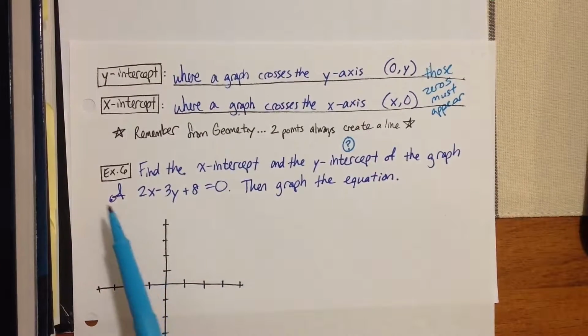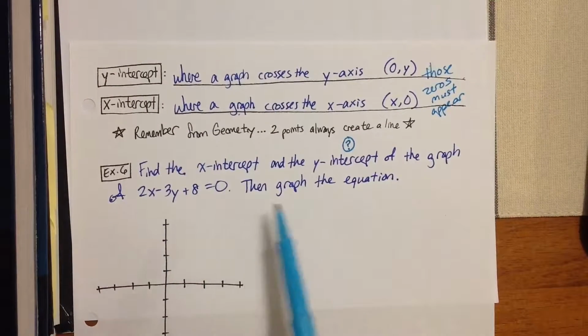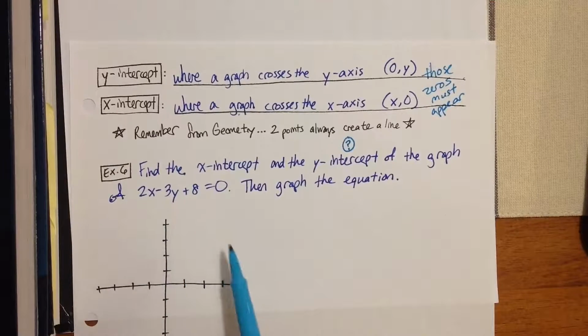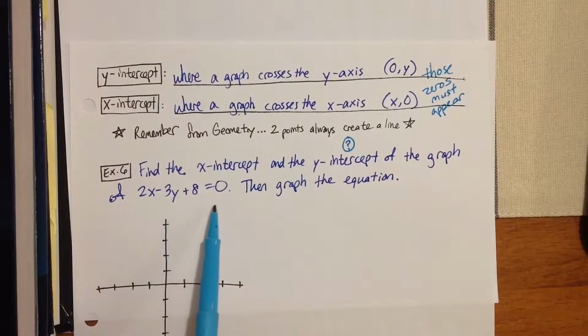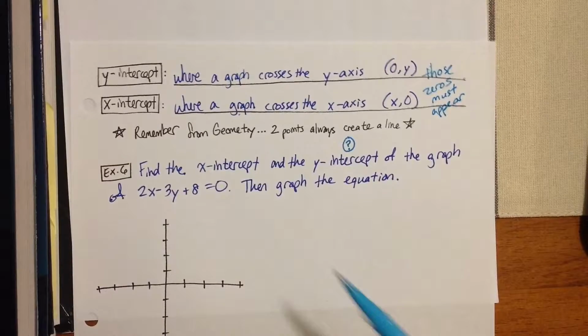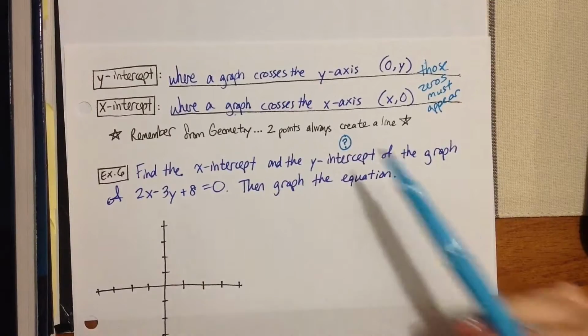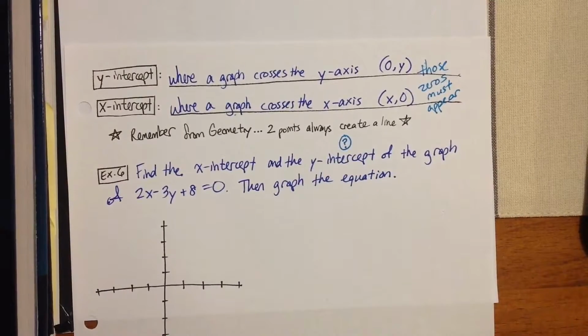So example 6 says, find the x-intercept and find the y-intercept of the graph of 2x minus 3y plus 8 equals 0, then graph the equation. I see this isn't quite in standard form right now. If you want to do that first, because it's easier to work with, you can. You don't have to at this point. They didn't specifically ask us to do that. So, x-intercept, I'll do that one, and then notice the little question mark, I'm going to have you guys find the y-intercept.